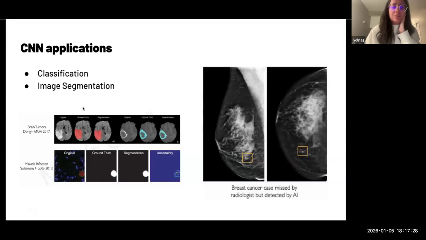Depending on how you define your problem, the way you have to process your data and define your model would be slightly different, but the general idea is the same. So you need to learn from data. You need to use convolutional neural networks, which basically learn filters that can define the patterns in the image.